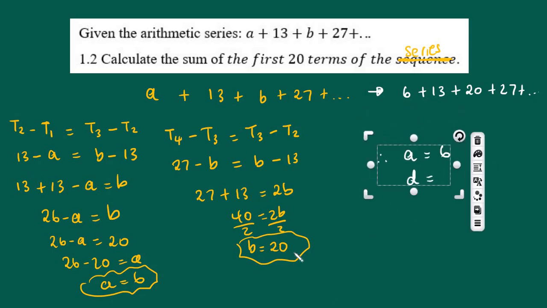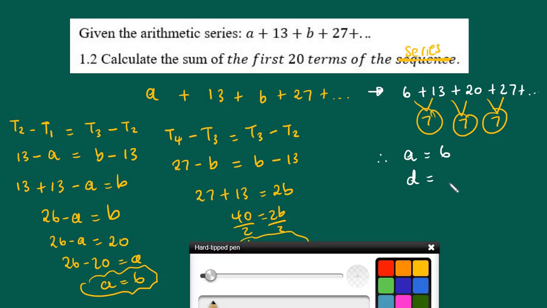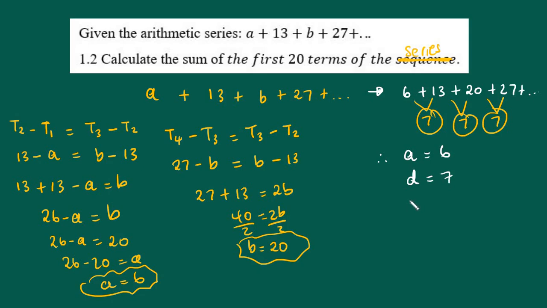So what would be 13 minus 6? 7. That would be 7. And then 20 minus 13 is 7. 27 minus 20 is 7. Perfect. So this should give us our d to be 7. So now we need our n, which is 20, because we have to get the sum of the 20 terms. So now we can use this formula: n over 2 times 2a plus n minus 1 d.